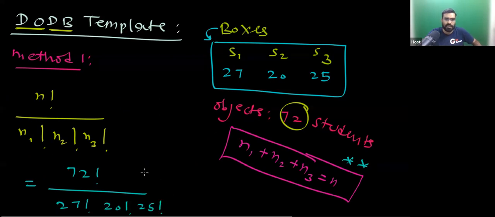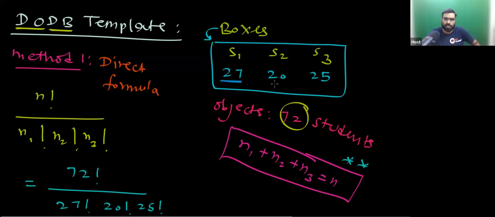Is this point clear? This is your direct formula for the DODB template. Method 1 is a direct formula you can apply, because you can notice there are 3 sections: S1, S2, S3.